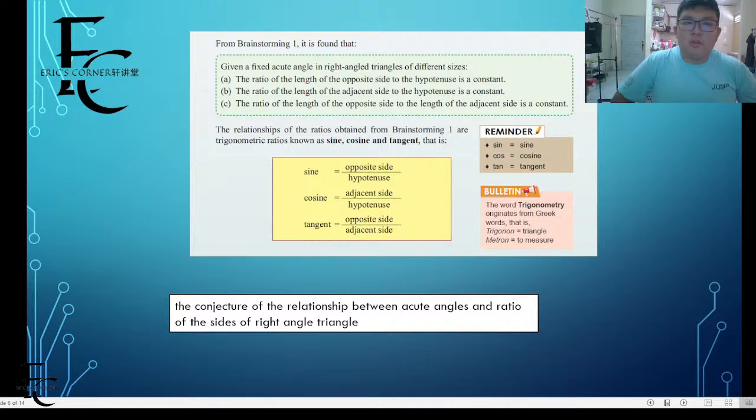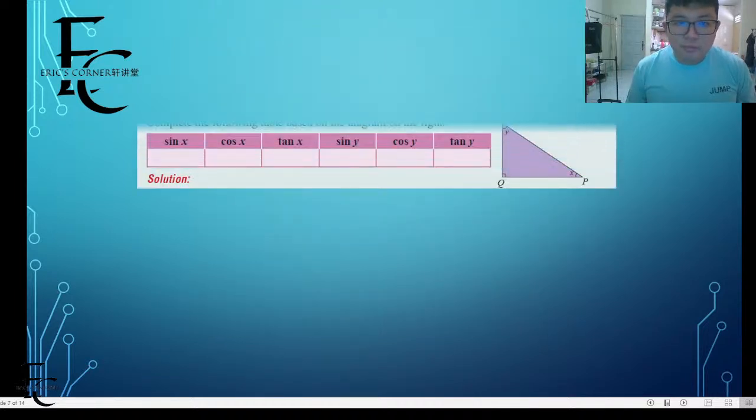So we have some catchy words here: SOHCAHTOA. The H here represents the hypotenuse. SOH will be sine, opposite over hypotenuse. Cosine is CAH, adjacent over hypotenuse, and TOA will be tangent, opposite side over adjacent side. So this is the general formula, or we call it the trigonometric ratios of sine, cosine, and tangent.